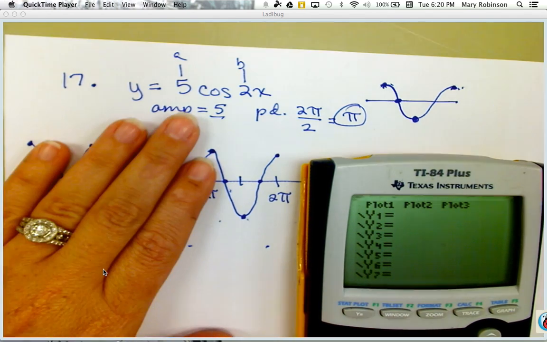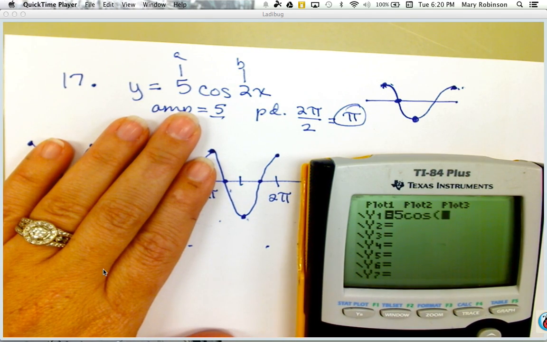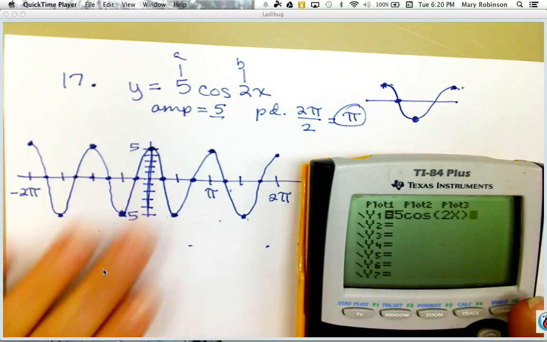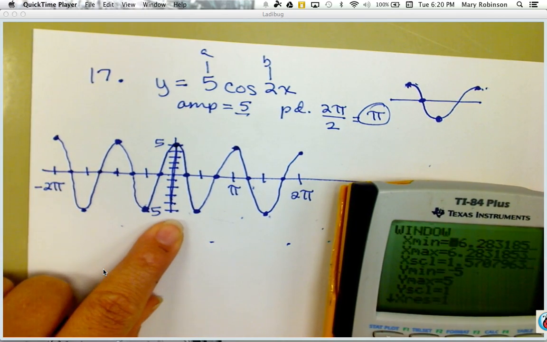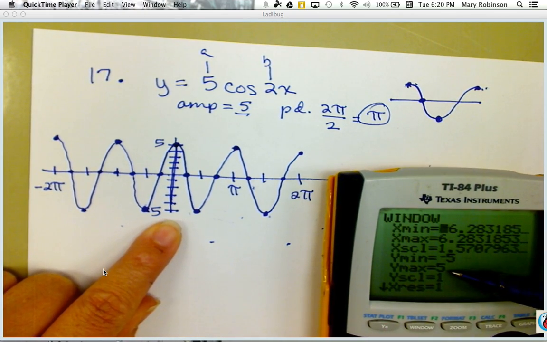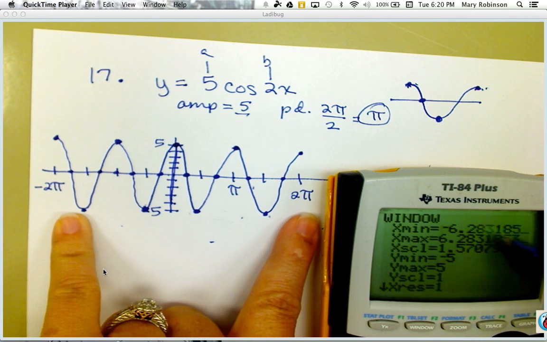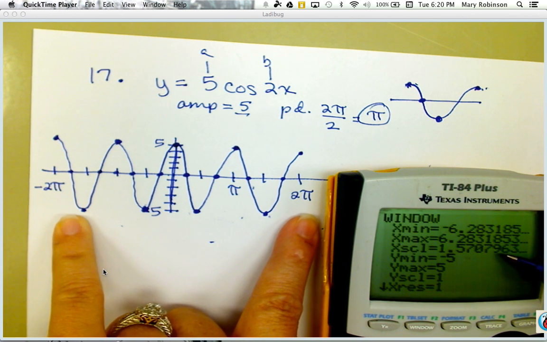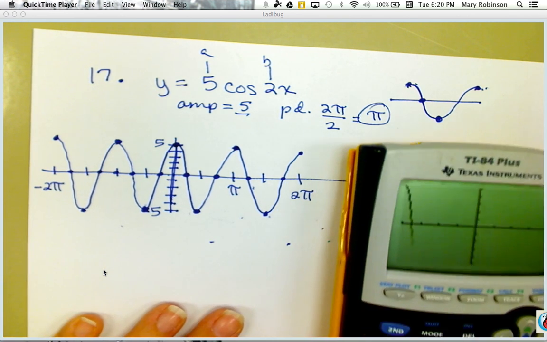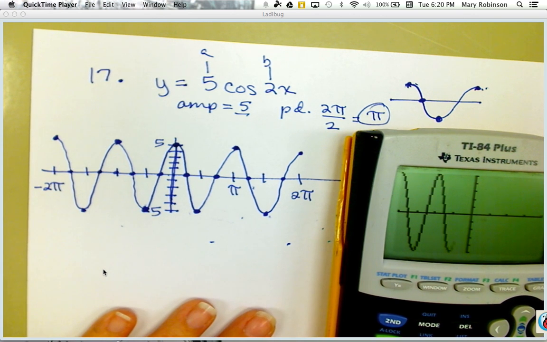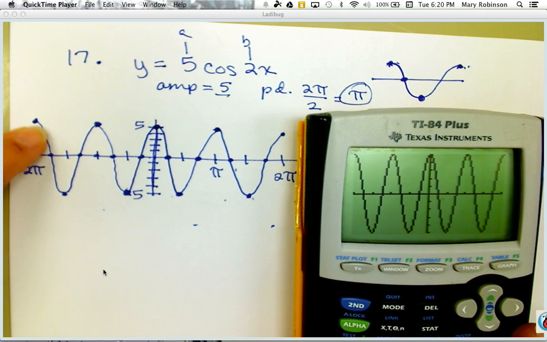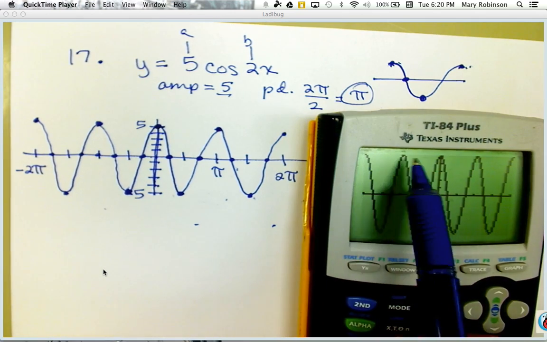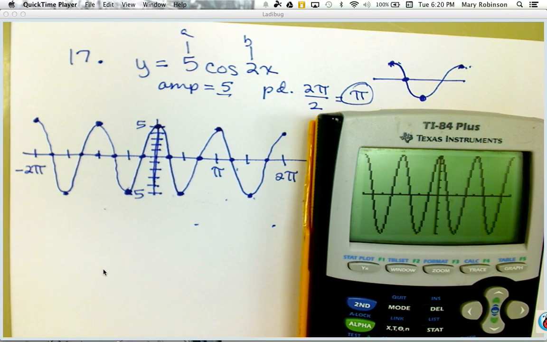Oh, I didn't type my function, my bad. 5 cosine 2x. Hopefully, because I've set my window again from negative 5 to positive 5 on my y, negative 2 pi to 2 pi on my x with intervals of pi over 2, it looks exactly like what I see on paper. If you do that, it should work for the whole assignment. So I have down, up, so I've got 1, 2, 3, 4, 5 peaks. So my graph does match.